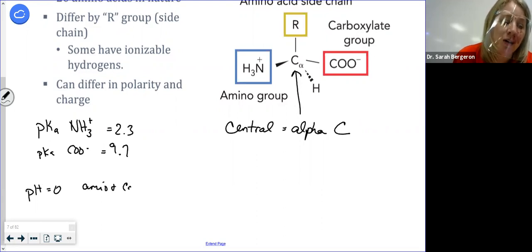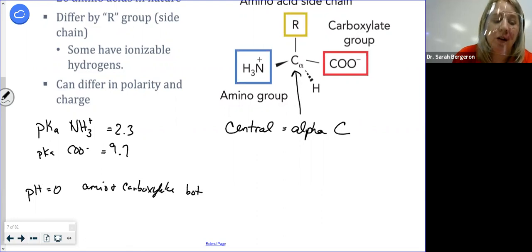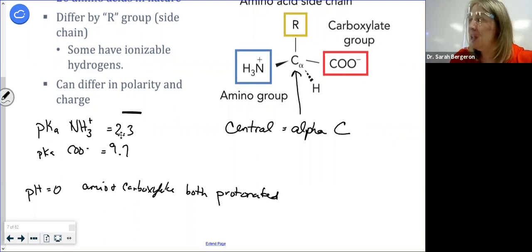Amino and carboxylate are what? They're both what? So I'm here, I'm at 0. Protonated or deprotonated? Do they have their hydrogen attached? They're protonated because the pH is below the pKa. They're both protonated. Is that the picture I'm looking at here? No. How would this be different at pH 0? I put a hydrogen here, so this would be what my amino acid would look like at pH 0.